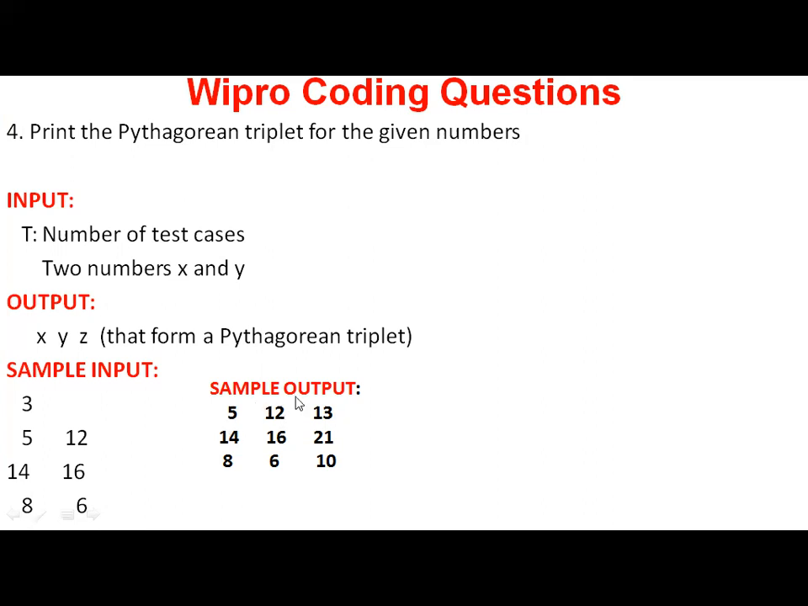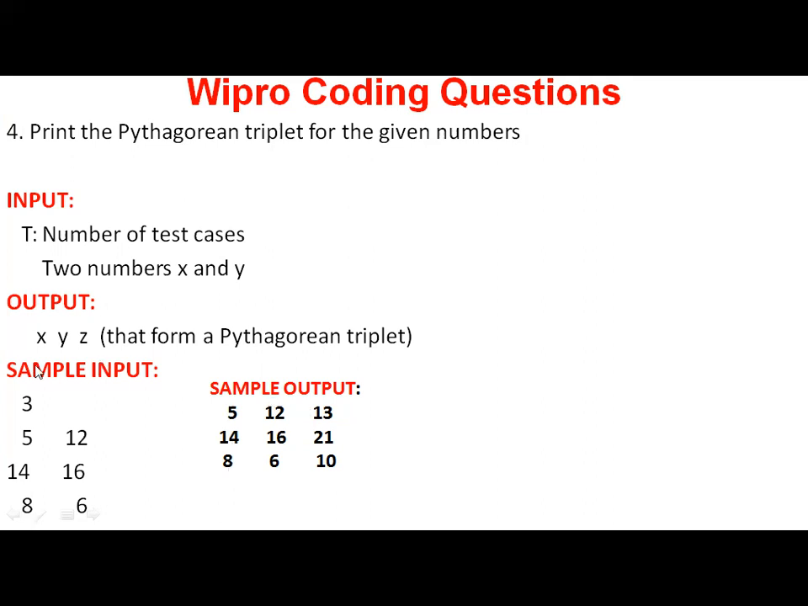Now if we consider the sample output for 5 and 12, 13 is the third number and our output should print 5, 12, 13, which forms a Pythagorean triplet. Similarly, 14, 16 and 21. For 8 and 6, it is 8, 6 and 10. This should be the output. This is how we should print the Pythagorean triplet.